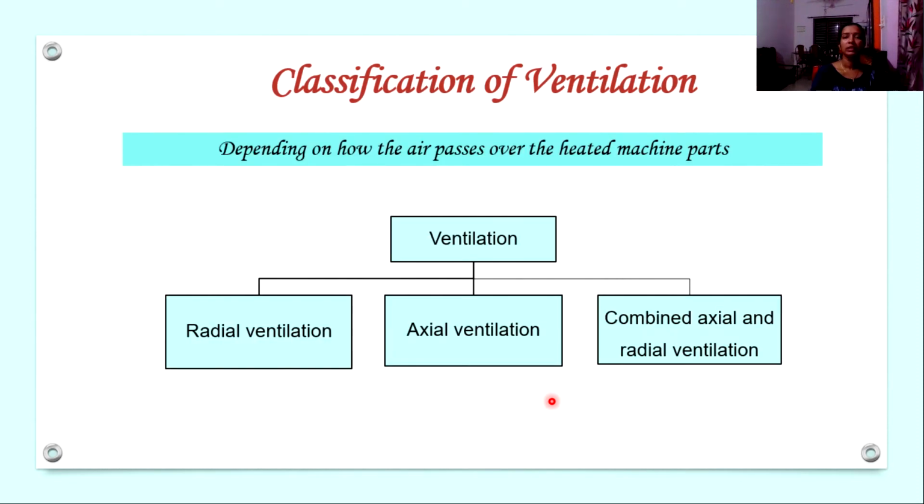So now there is another classification for ventilation, and this classification is based on how the air passes over the heated machine parts. Depending on how the air passes over the various machine parts, ventilation can be classified into 3 types. They are radial ventilation, axial ventilation, and combined axial and radial ventilation. So now let us see each of these types.